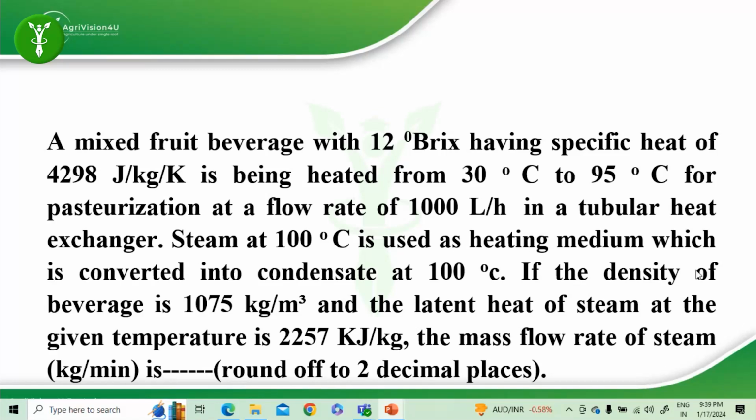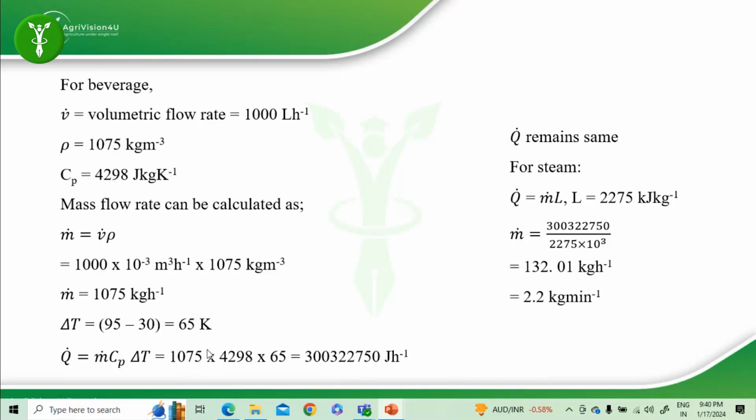Okay, and we have already been provided with the flow rate for the mixed fruit beverage, right? The flow rate for the beverage has been provided to us as 1000 liter per hour, and we have been asked to calculate the mass flow rate of steam. So first we will calculate the rate of heat transfer for the fruit beverage, that Q will be exactly the same for steam, and by using the formula we'll calculate the mass flow rate for steam. Okay, got it? So let us pen down what is provided first.